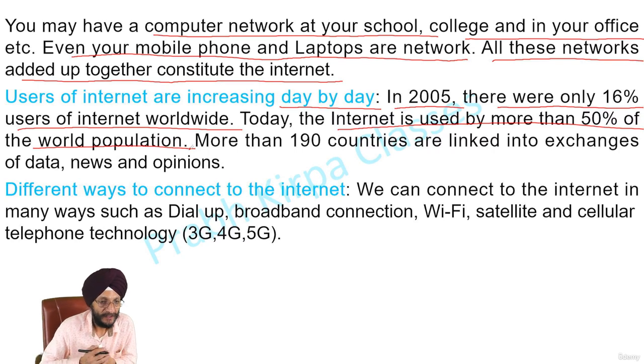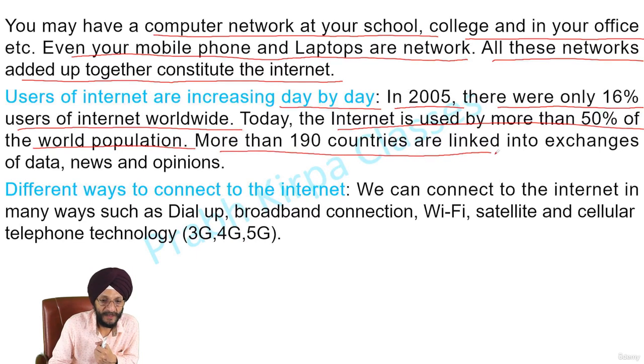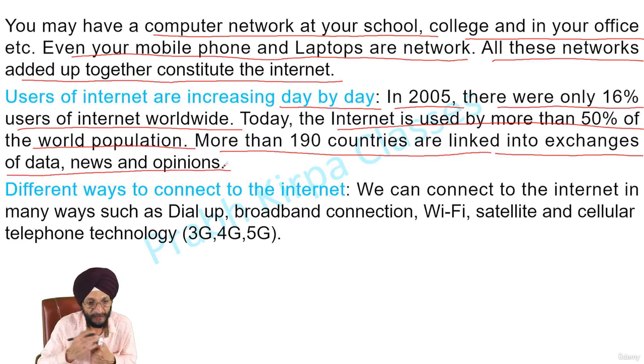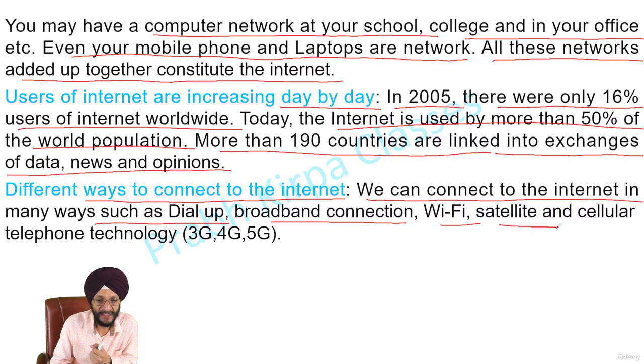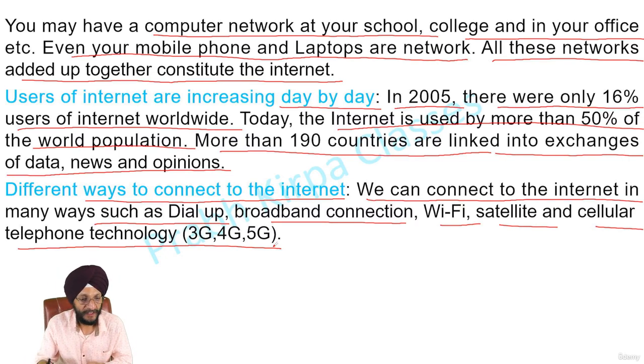So you can see that the internet facility is being availed by more and more people day by day. More than 190 countries are linked into exchange of data, news and opinions with the help of the internet. Different ways to connect to the internet. We can connect to the internet in many ways such as dial-up, broadband connection, Wi-Fi, satellite, cellular telephony, 3G, 4G, 5G. We will discuss the same in the next lecture.